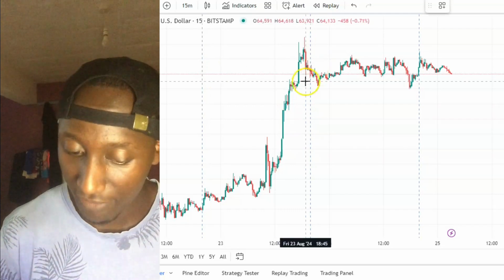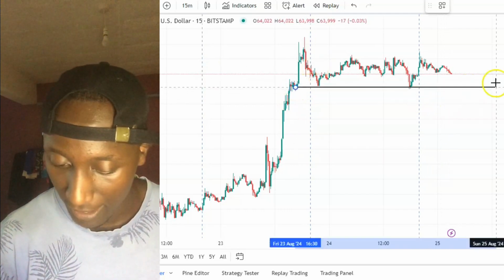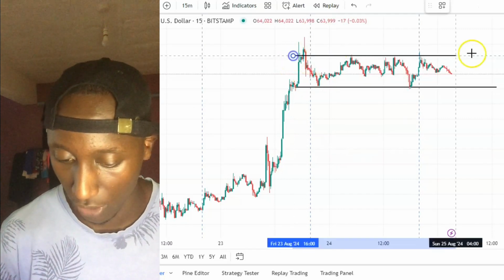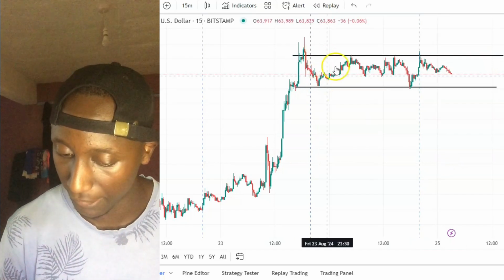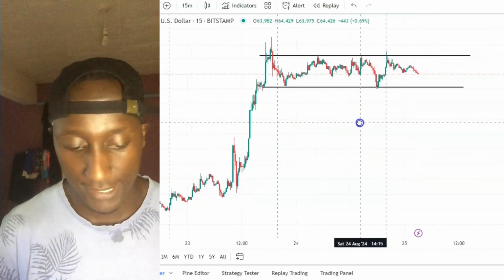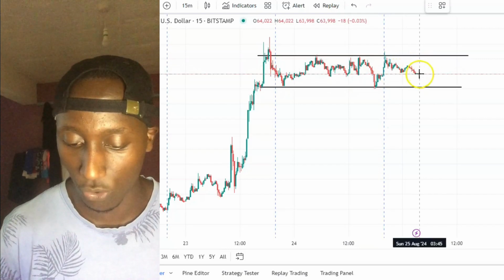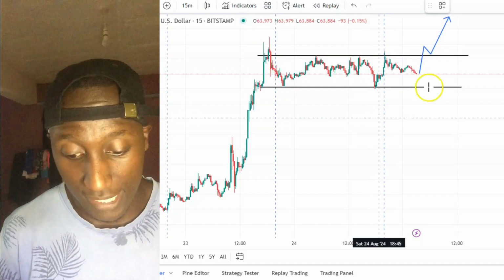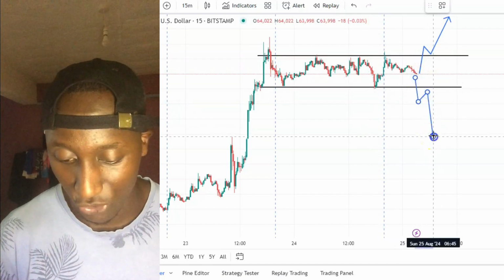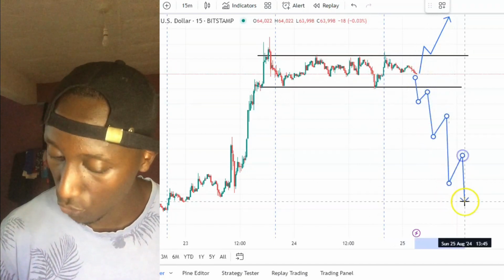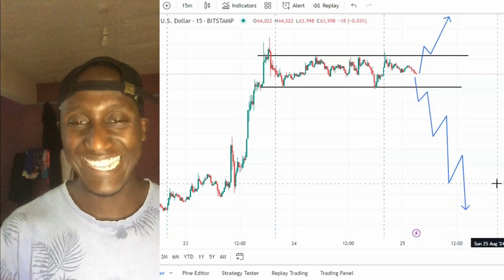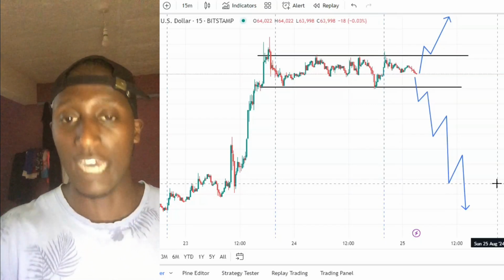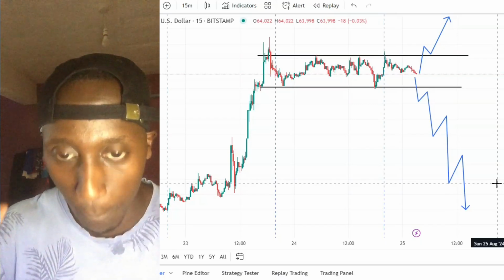Then we see we have another scenario here where price is just staying within a range. It's not going higher or lower. Price is just staying here. So now price can either break out and continue going higher, or price can break out and start continuing lower. We don't know what price will do, but this is how the markets move. We either are in an uptrend, downtrend, or in a ranging market.